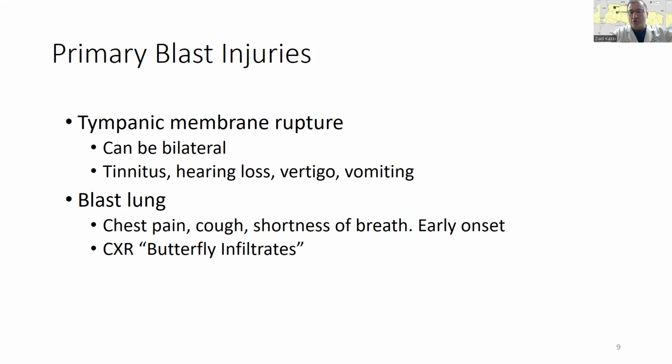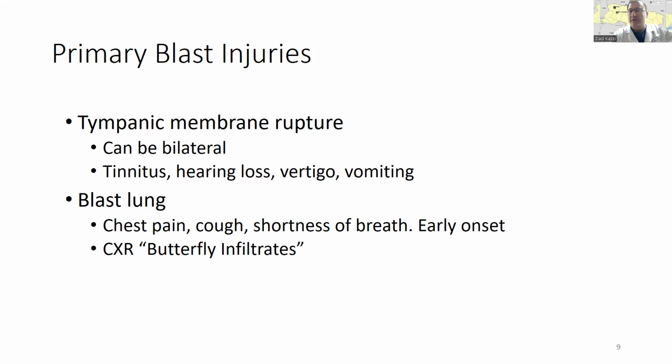And typically the outcome is good. Some people may have some more significant hearing loss. It can be permanent. Again, it depends on the severity of the injury. A follow-up eventually with an ear, nose and throat specialist is a good idea. The second most common type of primary blast injury is blast lung.